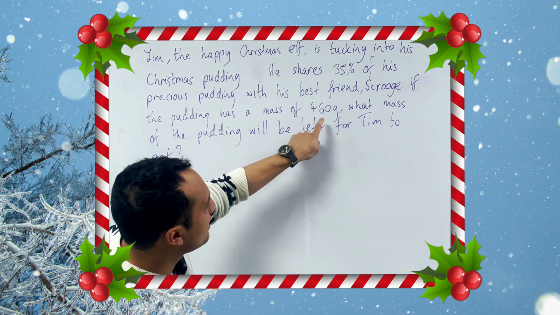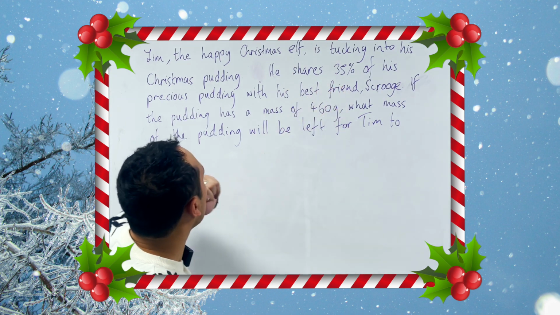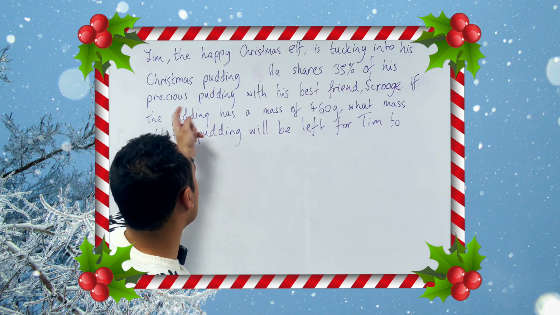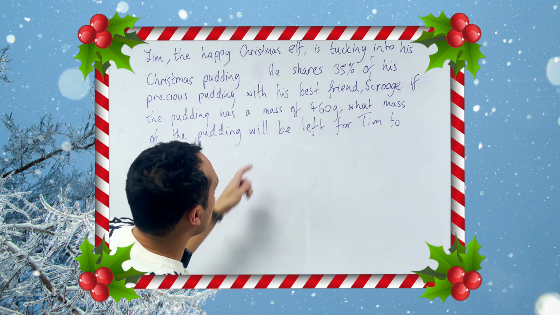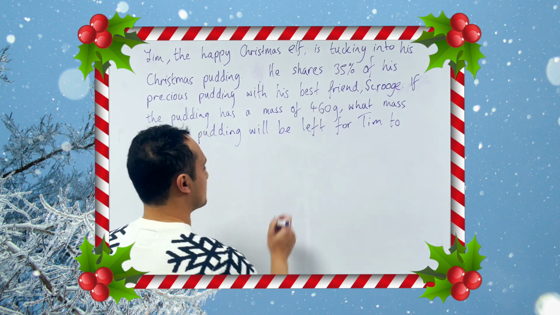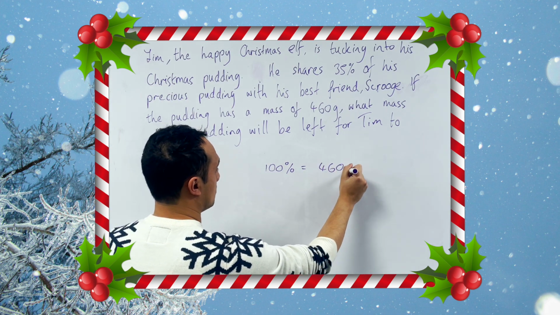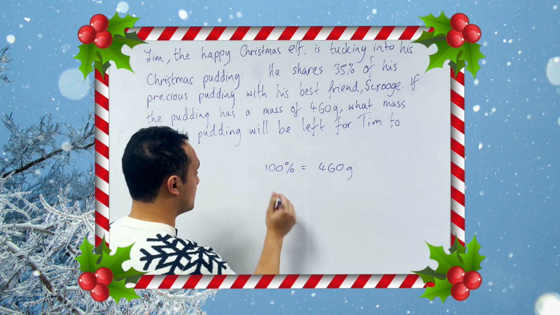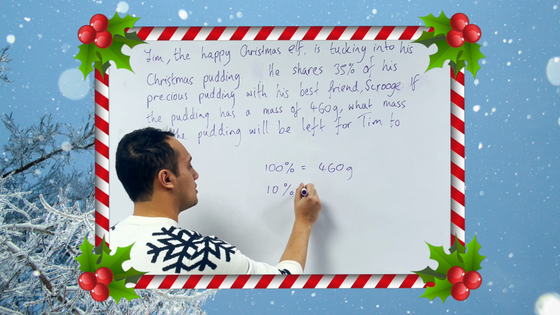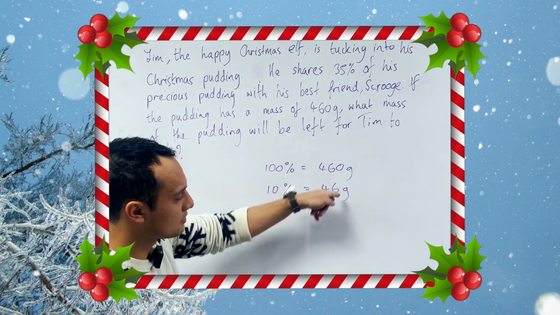So we know the mass of the whole pudding, so it's 460 grams. We know that he is sharing 35% of his precious pudding with his friend Scrooge. An easy way to do this is to find 10% of 460. So 100% of the pudding is 460 grams. Therefore, 10%, well, that's 1/10 of this, so you can find that to be 46 grams. It's quite easy, you just take the zeros off in this case.